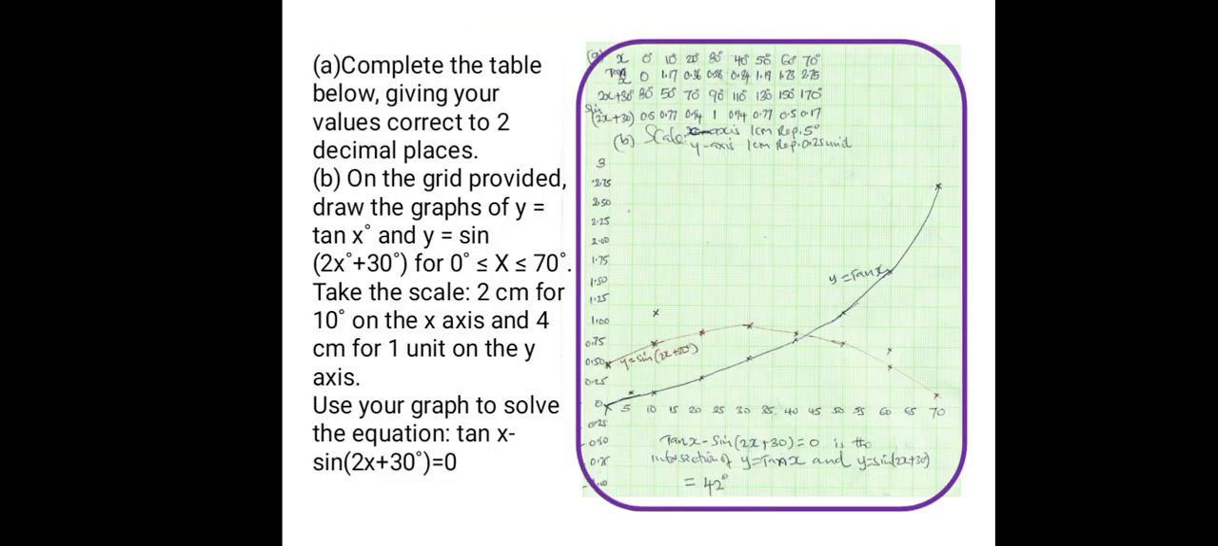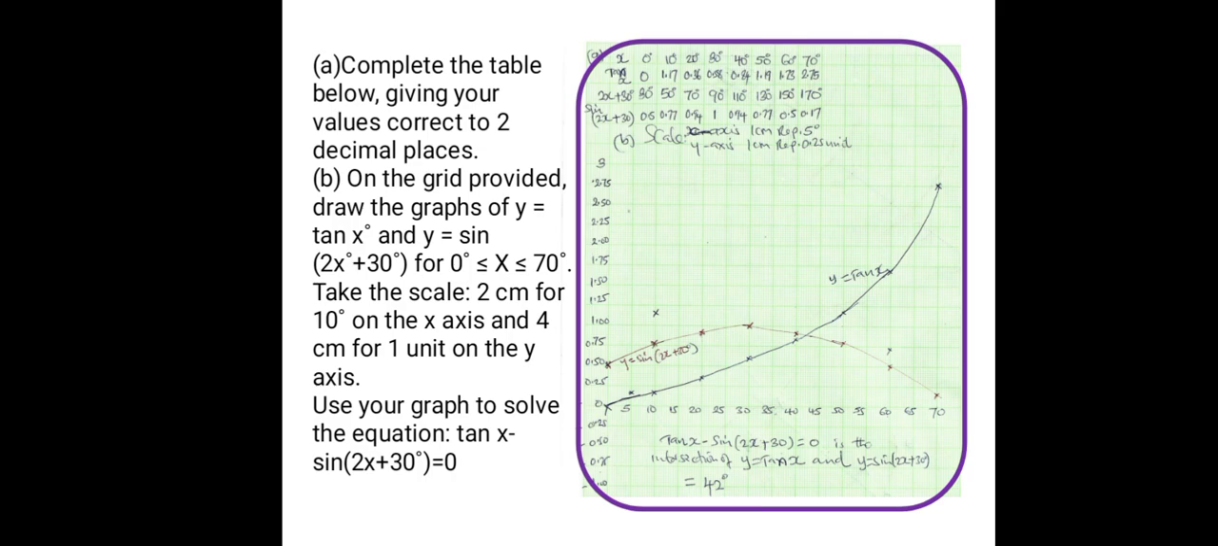Complete the table below, giving your values correct to 2 decimal places. On the grid provided, draw the graphs of y = tan x and y = sin (2x degrees + 30 degrees) for the range between 0 degrees and 70 degrees. Take the scale 2 cm for 10 degrees on the x-axis and 4 cm for 1 unit on the y-axis.